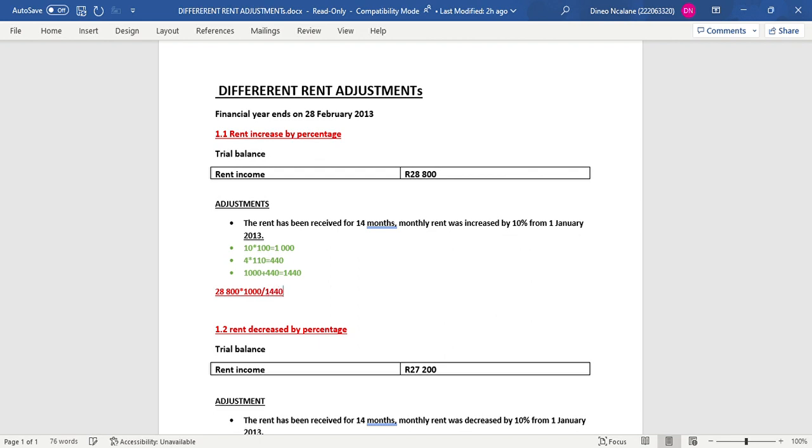Okay, 1440. Our answer will be 20,000. Let's separate these numbers here. Okay, let's separate this again. What are these numbers trying to tell us?